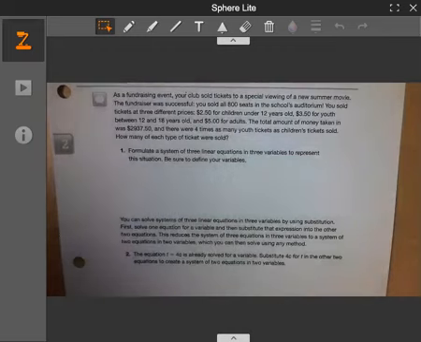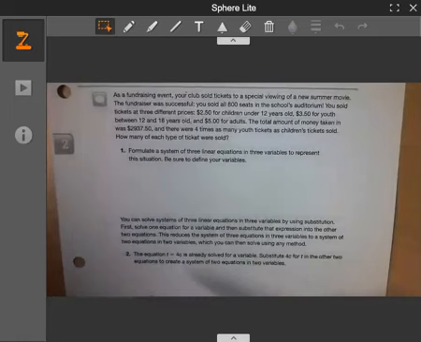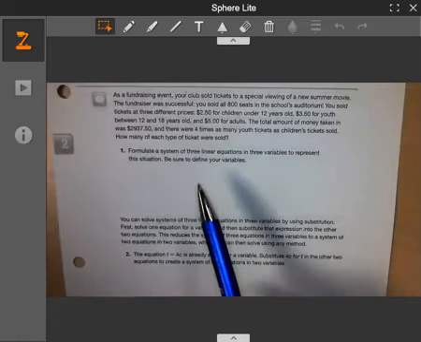The total amount of money taken in was $2,937.50, and there were 4 times as many youth tickets as children's tickets sold. How many of each type of ticket were sold? The first thing we need to do is formulate the system of three linear equations in three variables to represent the situation. And then it says be sure to define your variables.